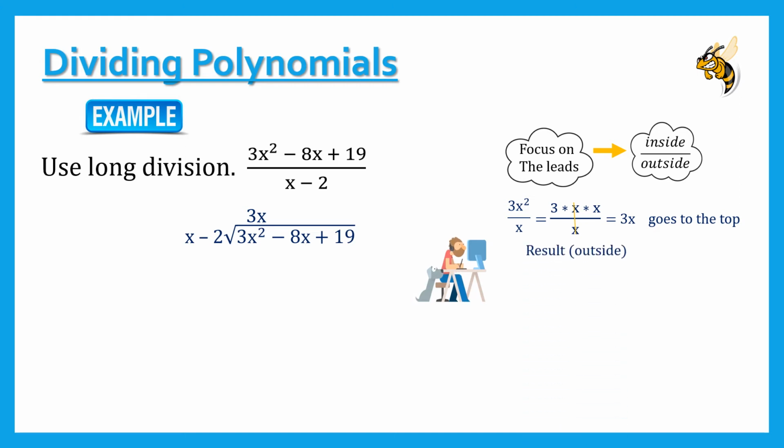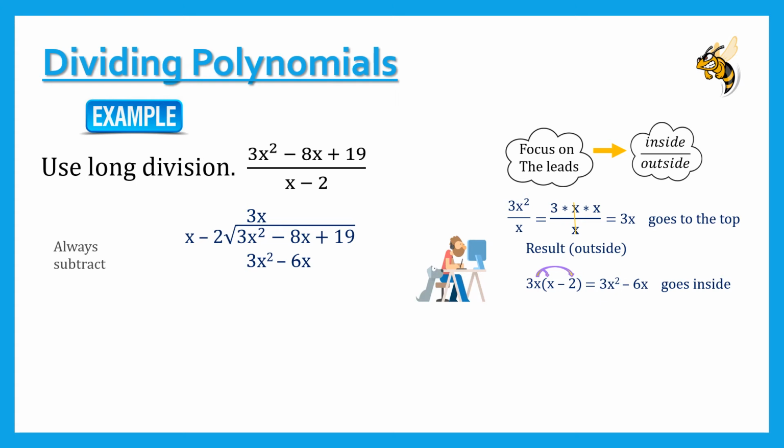We need to take that 3x and multiply the outside. So it's going to be 3x times x minus 2. We're going to distribute. So therefore, we're going to have 3x squared minus 6x, and that goes on the inside.